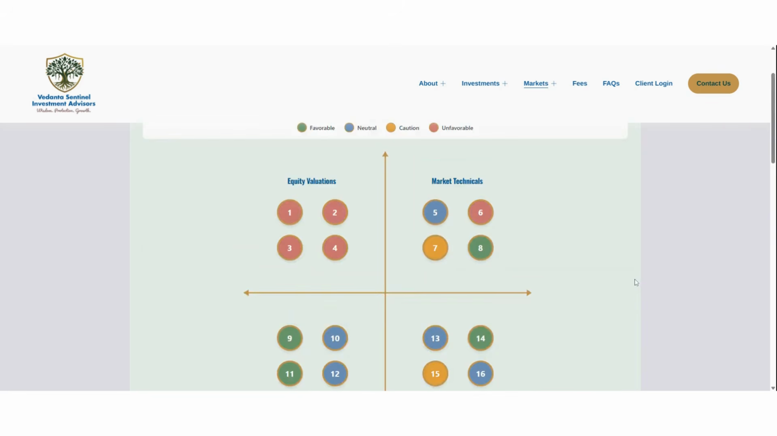So combine these 16 data points. I hope it gives you a flavor, or this indicator dashboard gives you an insight into how we look at things when we take the ownership of managing your money.